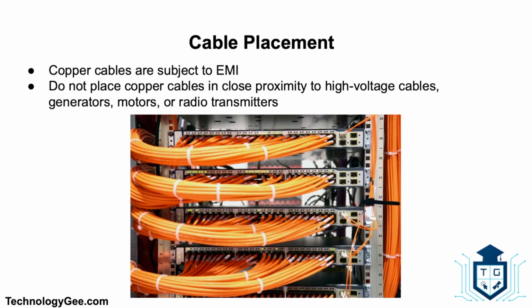Then we have cable placement. So because copper cables are subject to electromagnetic interference, you should arrange cables to minimize interference. Ideally, Ethernet cables should not be placed in close proximity with high voltage cables, generators, motors, or radio transmitters. So for example, when running cables between buildings via underground conduit, you should ideally place network cabling in a conduit separate from the electrical cables.